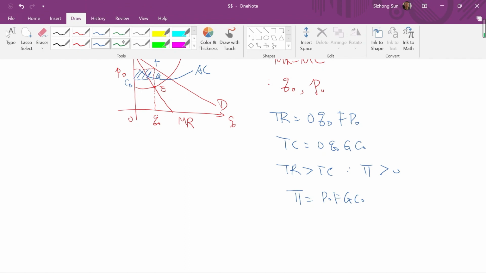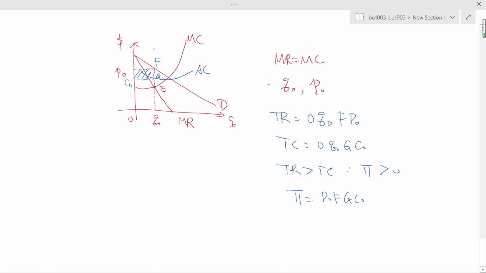However, if a firm is very, very inefficient, for example, like this, with the average cost being the green curve here, then the firm will still produce at MR equal to MC. That's the best the firm can do. So point E corresponds to a quantity of Q0 and the price of P0.